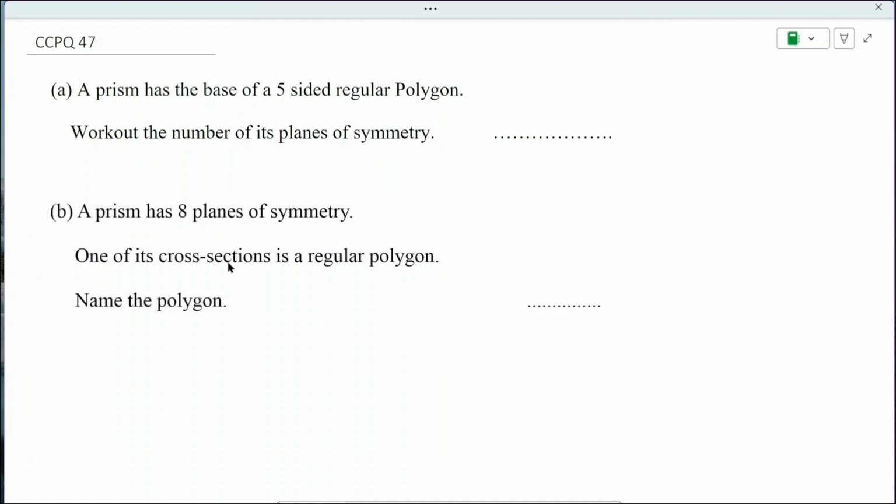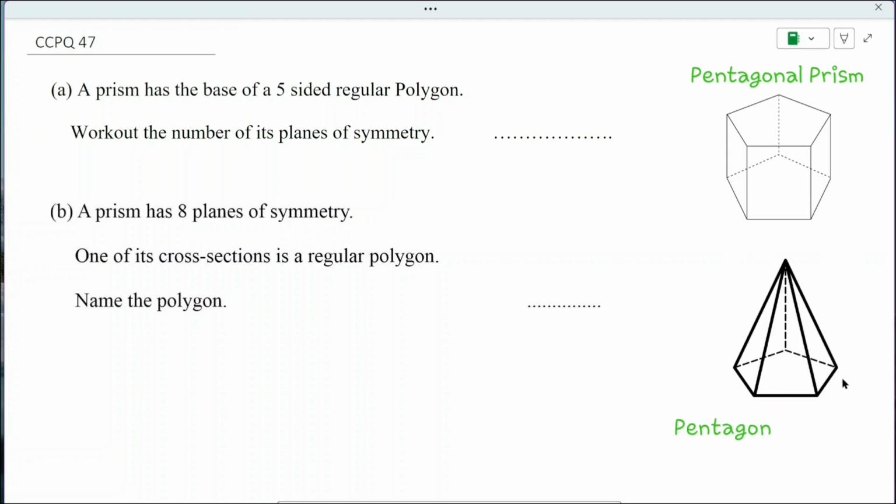A pyramid always has this apex, while a prism has its base same as the top. Let's just take this image to aid our understanding of the question. This is actually a prism with the base of a 5-sided regular polygon. This shape is called a pentagonal prism. It has the base and the top of a pentagon, which differentiates it from a pyramid. This, on the other hand, is a pentagonal pyramid. You can see the pyramid has a pointed head, while a prism has the base same as the top.